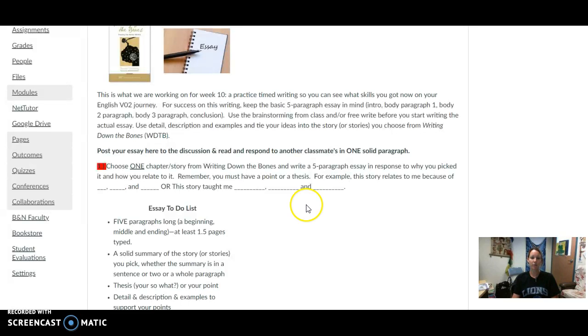And so an example for that story would be, for example, the story Trust Yourself relates to me because of trust, faith, and process. Or this story taught me to trust in my mind, to have faith in the writing process, and to be patient. That would be an example of a thesis for the story Trust Yourself. And then in my body paragraphs, I would talk about those 3 things.